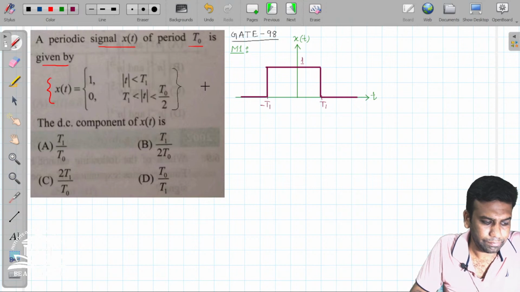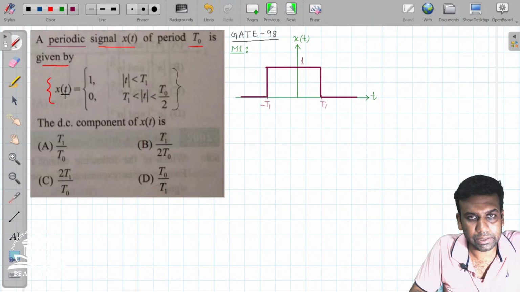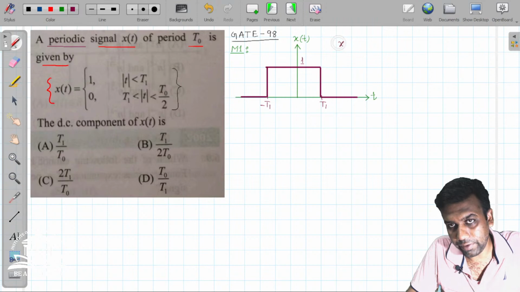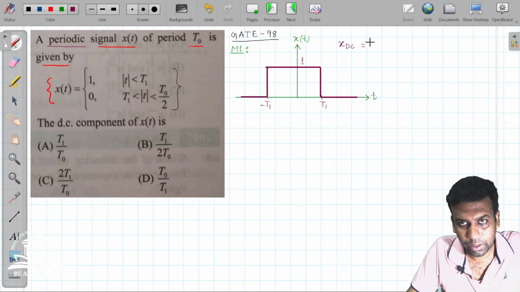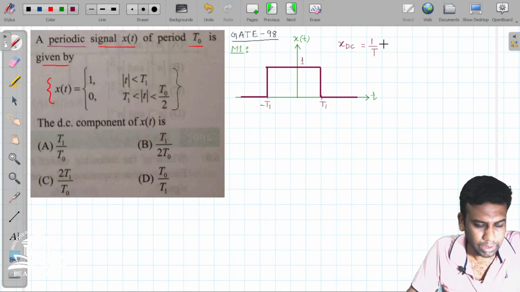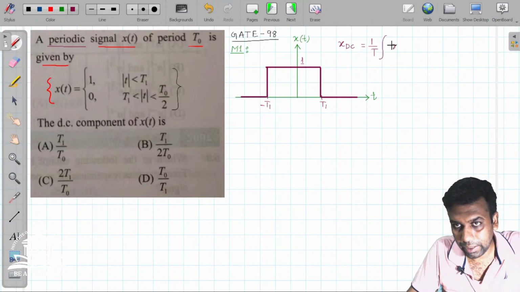Now from this graph, this is a periodic signal, so we can find the value of X_DC. What will be the value of X_DC? The value of X_DC will be 1 by the time period times the integration of x(t) dt, where the lower limit will be minus T by 2 to plus T by 2.